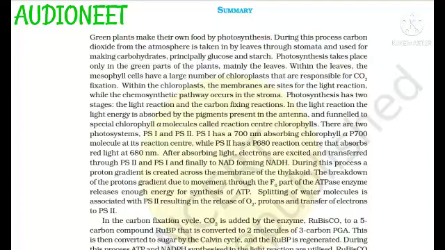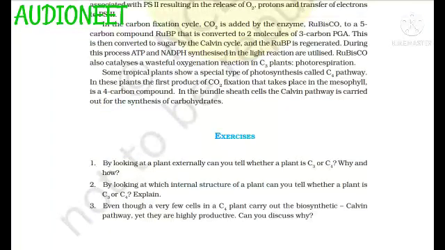for synthesis of ATP. Splitting of the water molecule is associated with PS II, resulting in the release of O2, protons, and transfer of electrons to PS II.